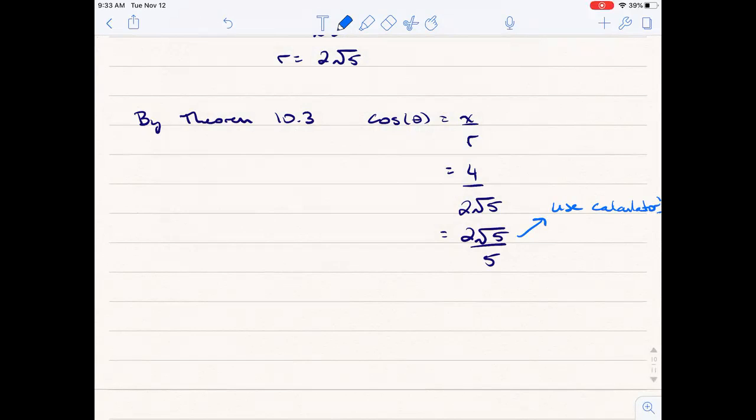So if you do 4 divided by, and then in brackets 2 times the square root of 5, it kept complaining because when I put my bracket to close it, it was still inside the square root, so I had to step out of the square root and then do it. Then it gives me 2 root 5 over 5. But if you left it as 4 over 2 root 5, I wouldn't be too upset. Probably not upset at all, actually.